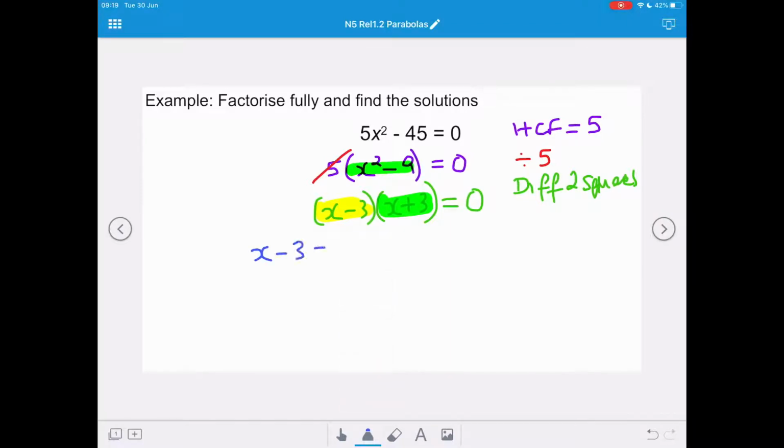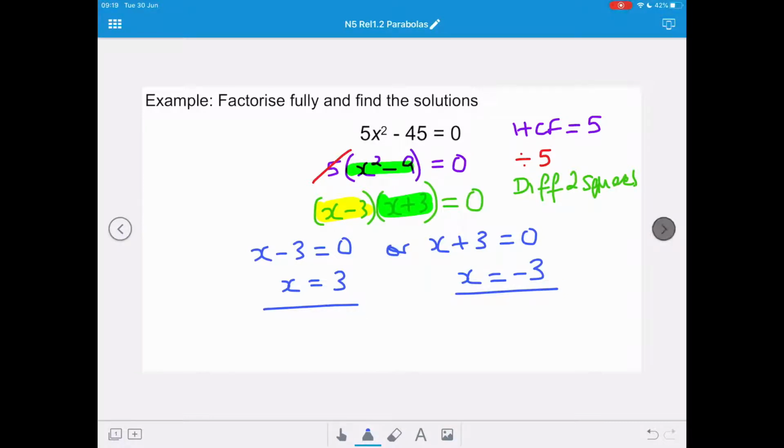So x minus 3 equals 0. We add 3 to both sides, we get x equals 3. Or we've got x plus 3 equals 0, and if we take away 3 from both sides, we're going to get x equals negative 3. And these are the solutions to this quadratic function.